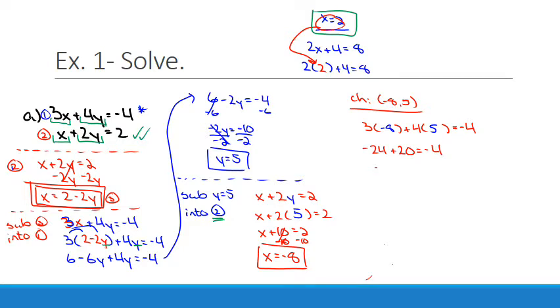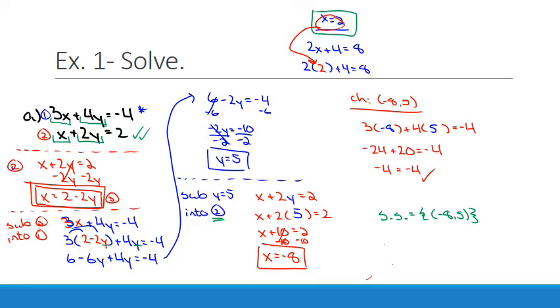Now I'll solve the left side. Left side results in negative 4. The right side already is negative 4. Means that is the correct answer. So the solution set for this, or my answer for this question, would be negative 8 and 5.